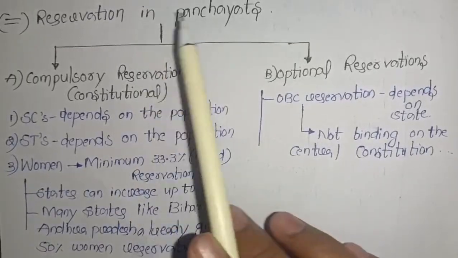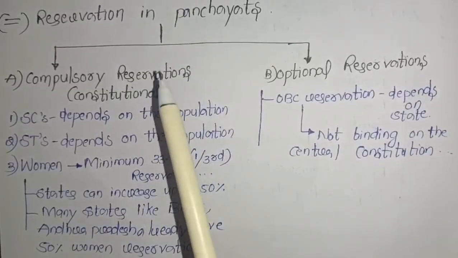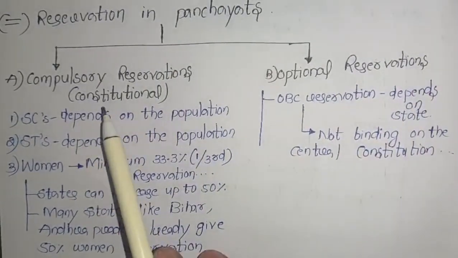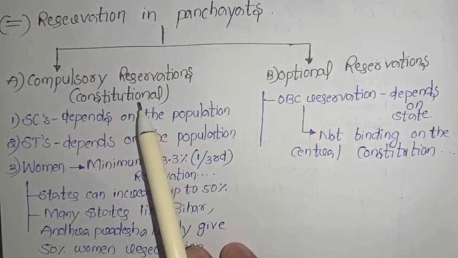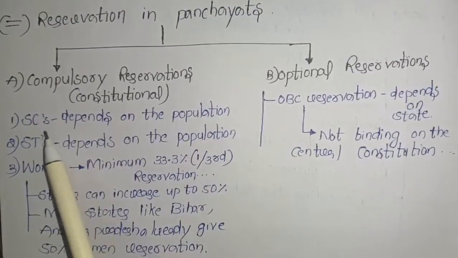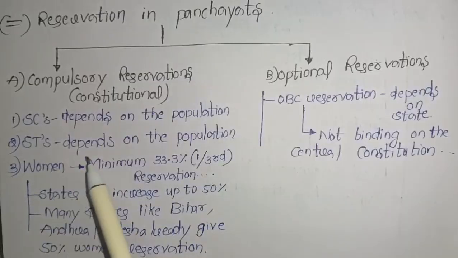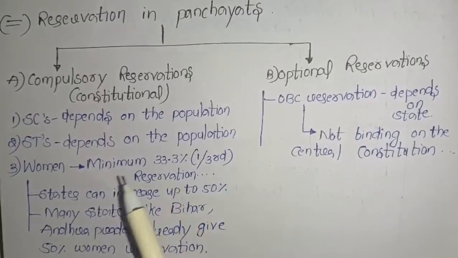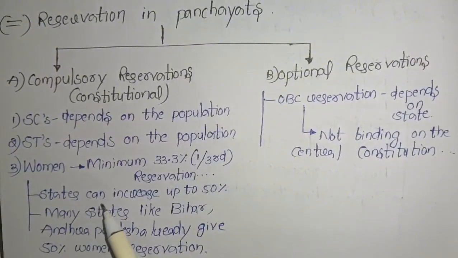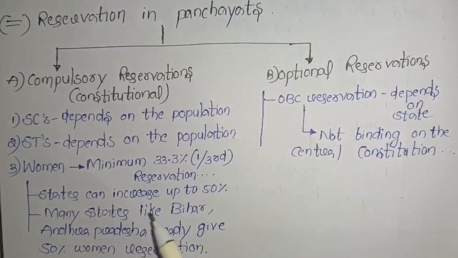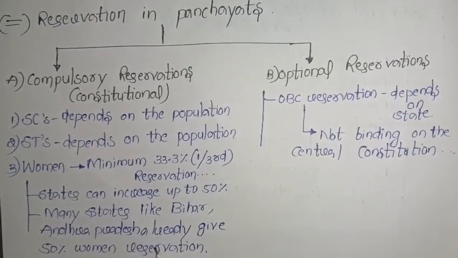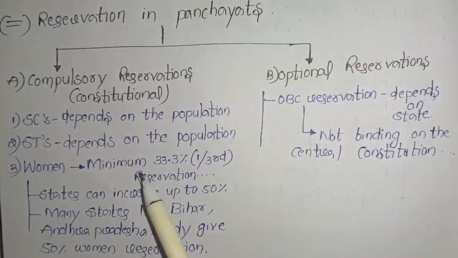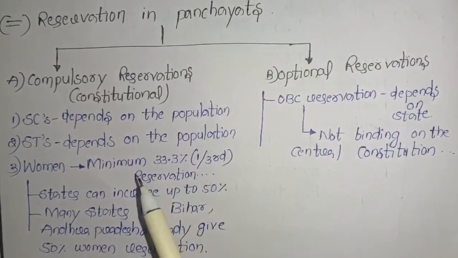Now let's discuss the reservations in Panchayat. Actually it is a crucial topic in the examination. Here the reservations are divided into two types. One is compulsory reservations and the other one is optional reservations. The compulsory reservation has a constitutional base, so reservations must be given. For SCs it depends on the population. For STs also it depends on the population. For women, a minimum of 33%, one third of the reservation is given in the panchayat elections, and states can increase it up to 50%. Many states, like Bihar and Andhra Pradesh, already give 50% reservation for women in panchayat elections. I hope you understood. These are the compulsory reservations. Every state has to give a minimum of one third reservation for women in panchayat elections.